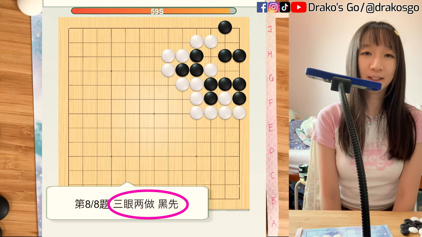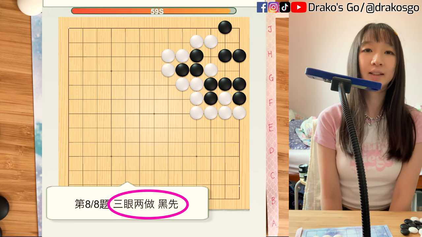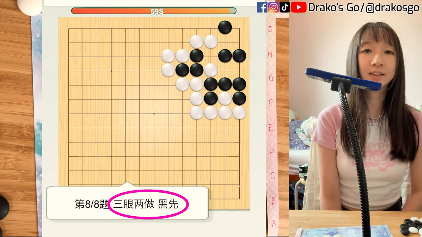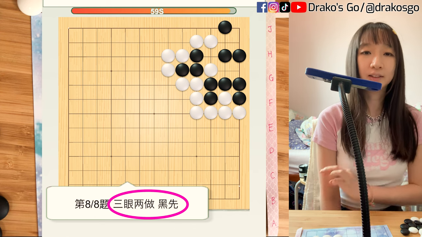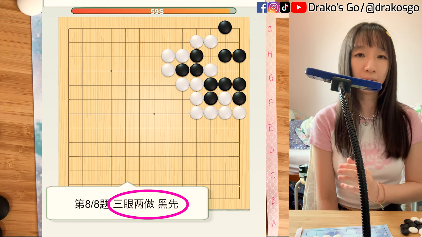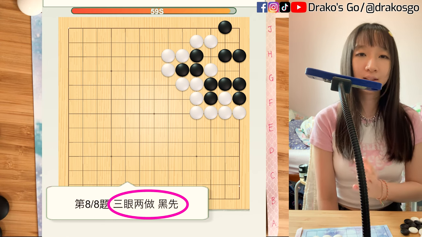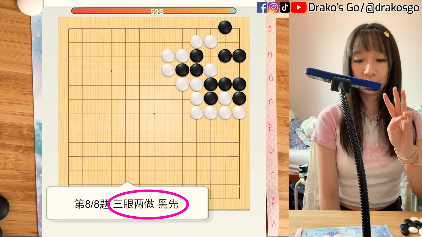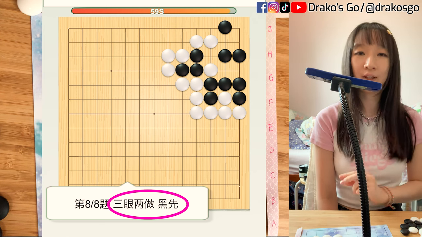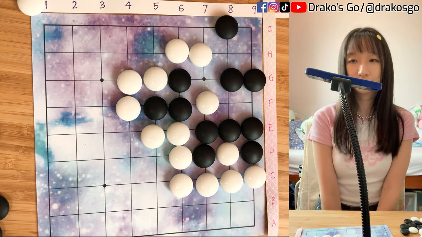Now let's look at this example. It says 三眼两座黑仙. 黑仙 is black first. 三 is 3. 三眼, 3 eyes. 两 is 2. And 座 is to make. So we've learned these words just now. So now you combine 三眼两座 means there are 3 eyes and you make 2 of them. So I'll give you some time to think about this question.